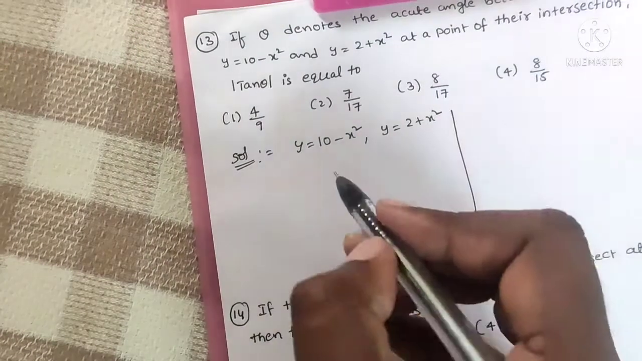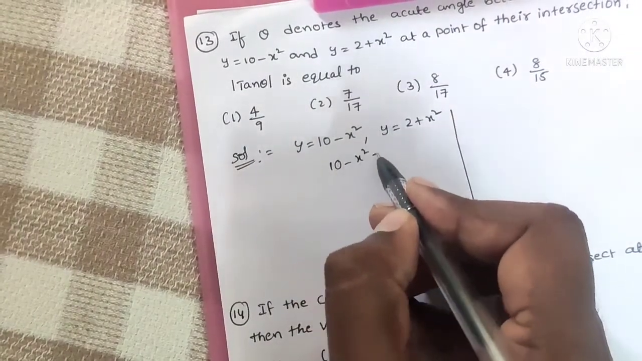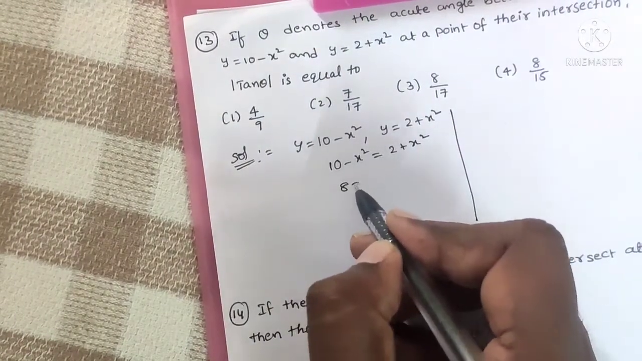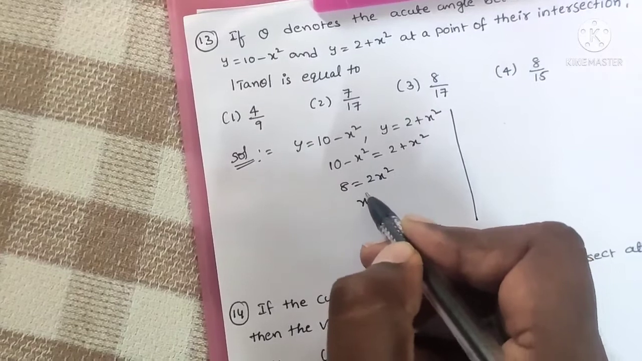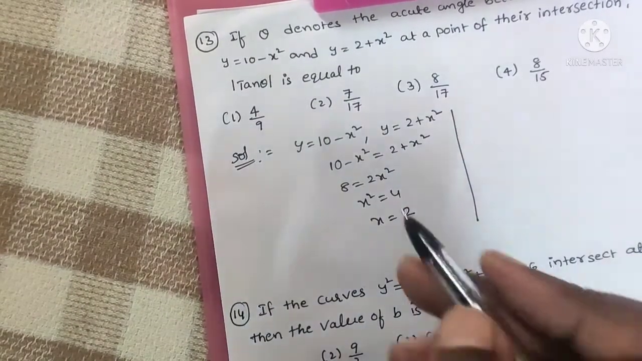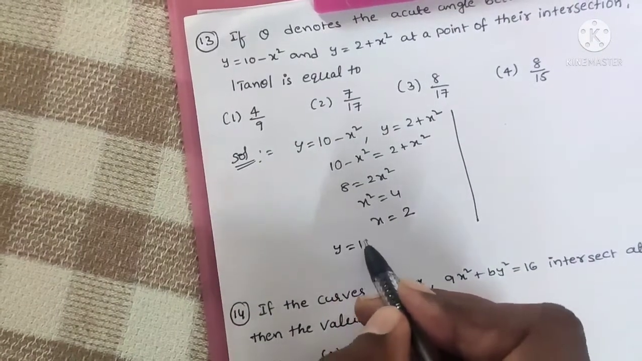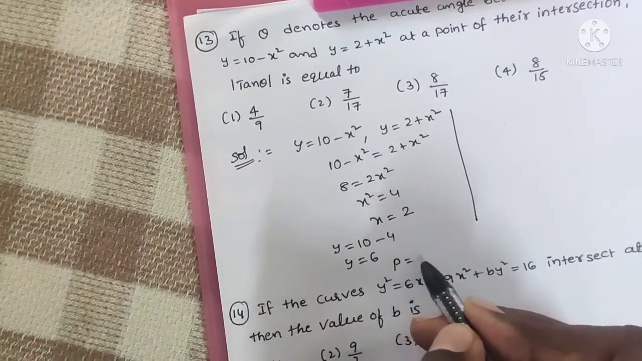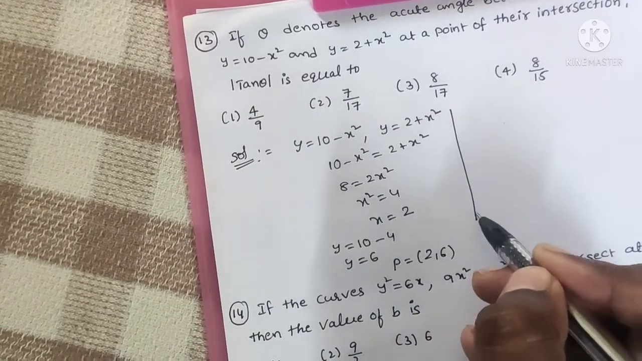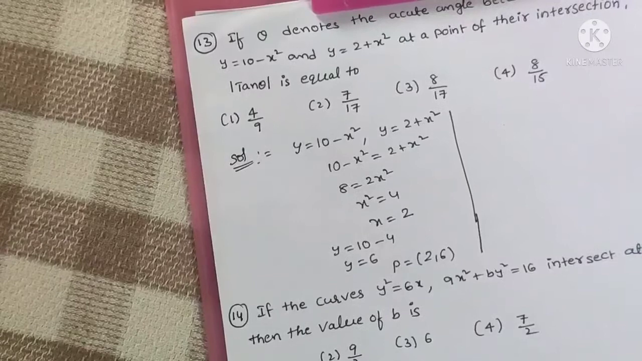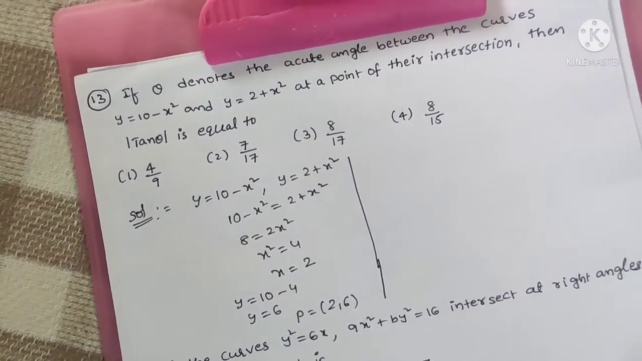How to get it? 10 minus x square is equal to 2 plus x square. From this, 8 is equal to 2x square. Then x square equals 4, then x is equal to 2. Substitute x value in equation 1. Y is equal to 10 minus 2 square, which is 4, so y is equal to 6. Then the point will be (2, 6). First we need to solve these two equations to get x value and y value. But if you want the angle, we need to find the slope of the first curve and the slope of the second curve.